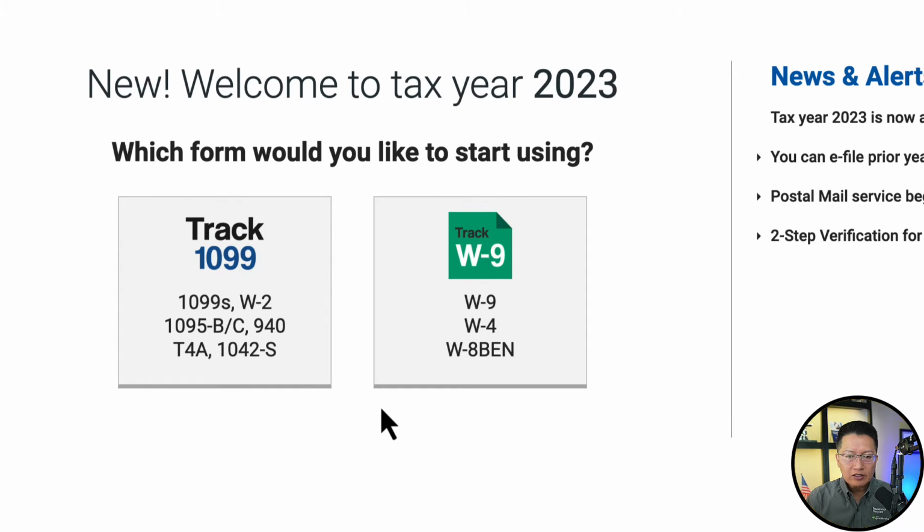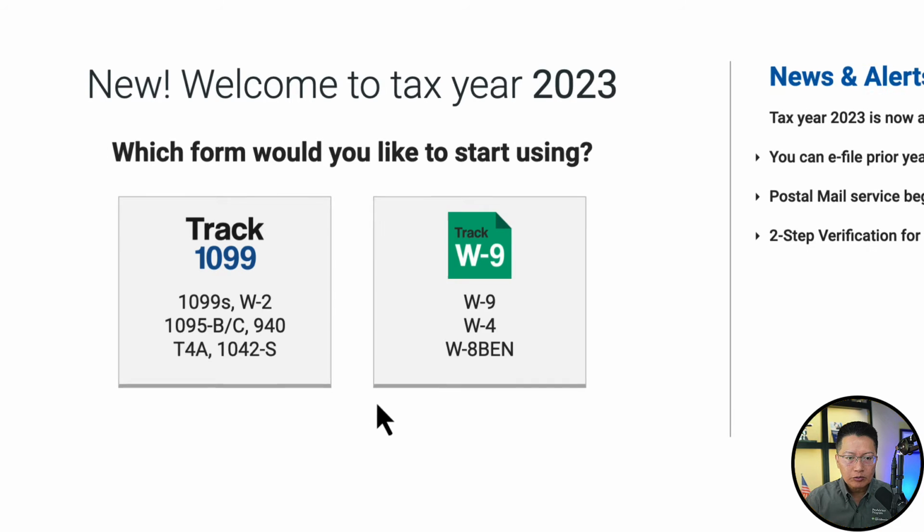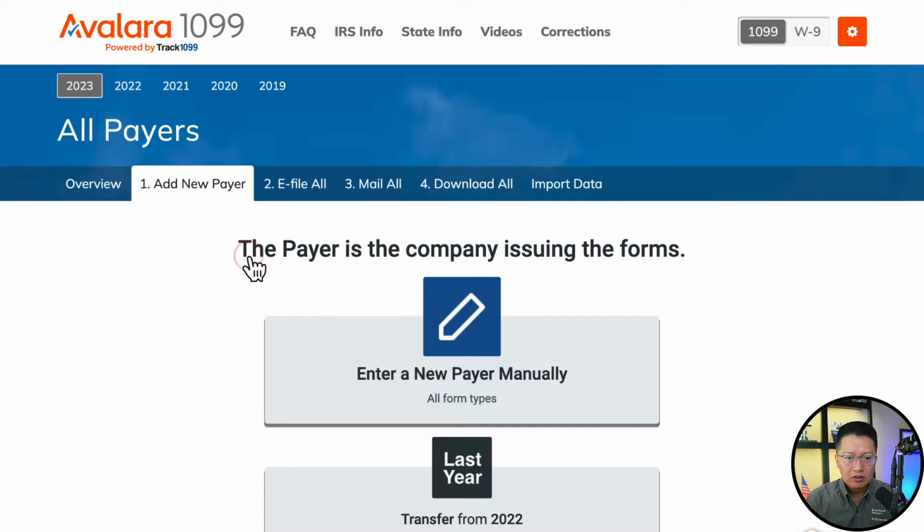Okay, so this is what you'll see after you log in. New, welcome to tax year 2023. Which form would you like to start using? You do have a couple options here. We're going to focus on 1099s. So we're going to click on this option. Okay, excellent. All payers. So the first thing you need to do is step 1, add new payer.